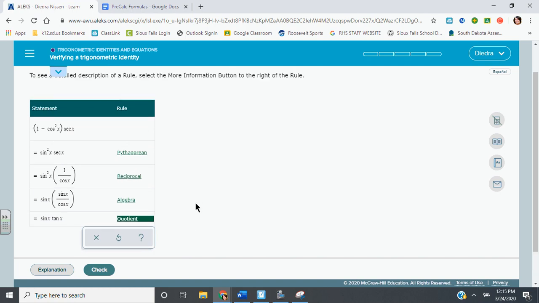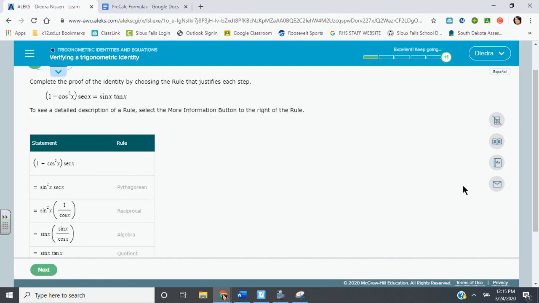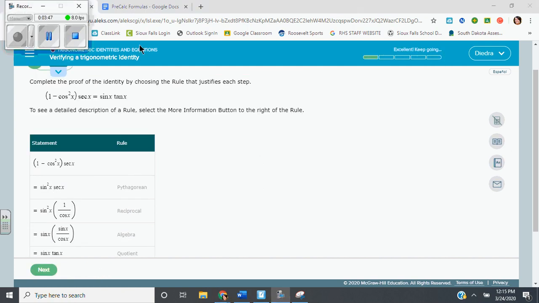So for verifying identities, it's where it's giving you the answer, but you have to justify what you're using for each step to get you along the way. And so when you're done, you're going to go ahead and press check. And we got it correct.